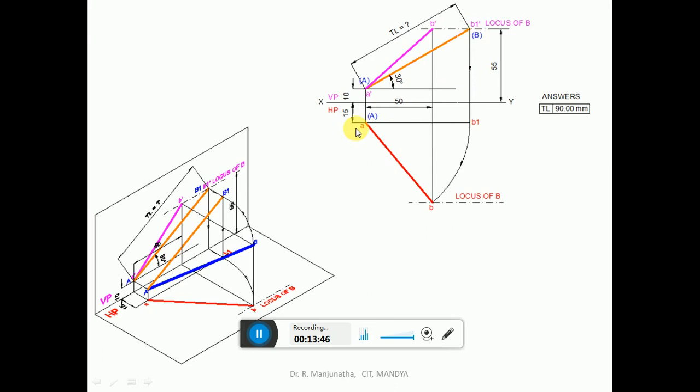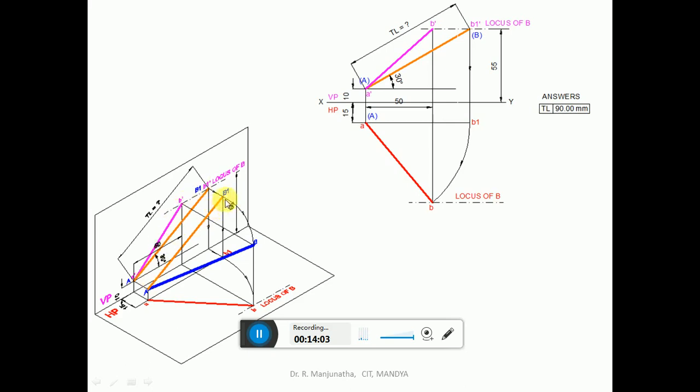With A as center, take the radius of AB1. By using the compass, you draw an arc such that it is going to cut this end projector at this point. You are going to get top view AB and you draw the locus. So this is going to be the locus of B in the top view. So this is going to be the true length. So that is what we have done here.